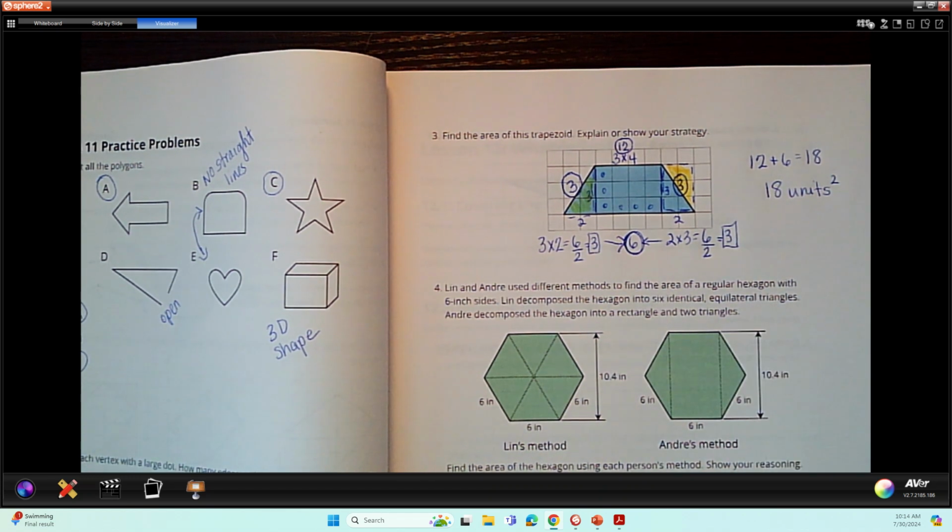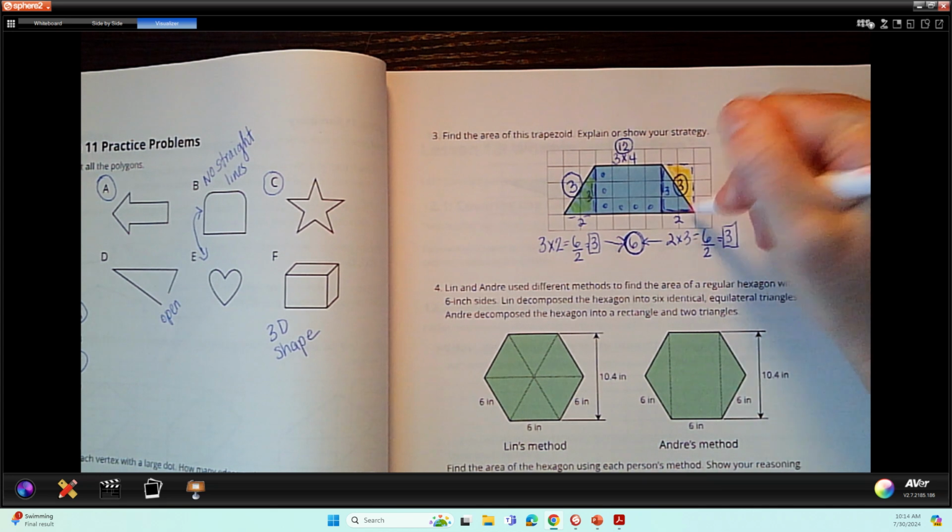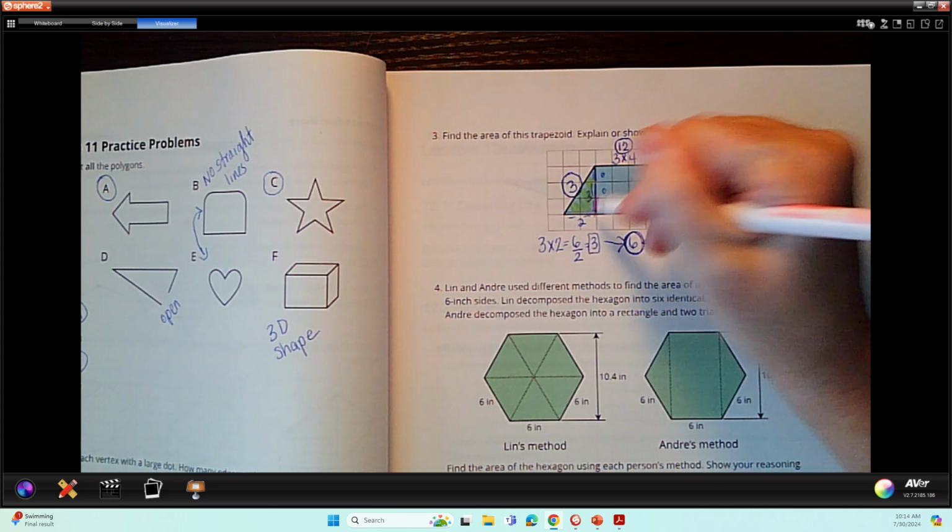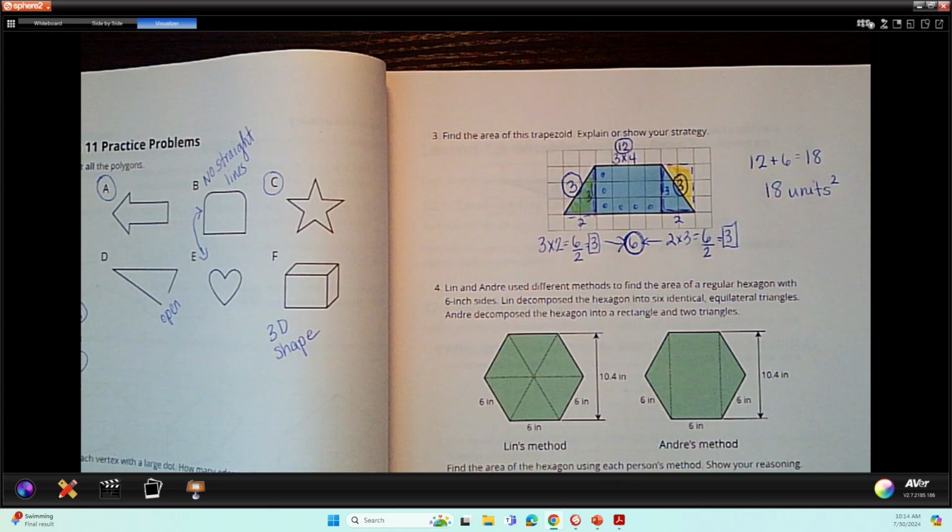Now, this is just one way that I could have calculated the area of this trapezoid. But I always find that if I can divide something into triangles, again, you can see that there's a triangle here, and there's a triangle here, and that makes that rectangle in the middle, which is easy to find.